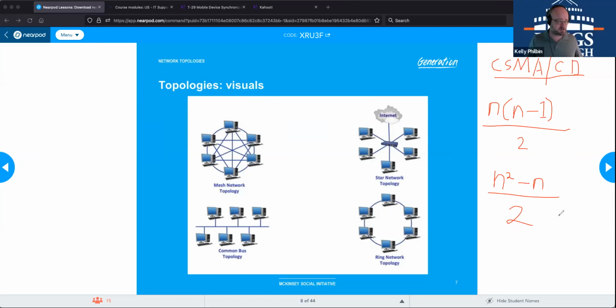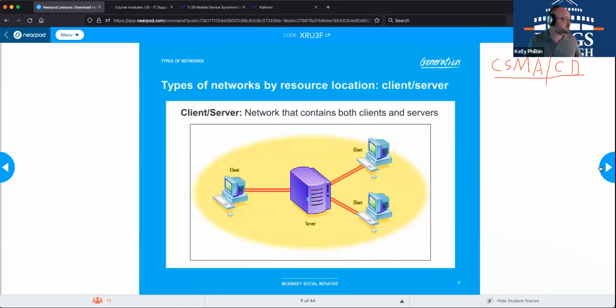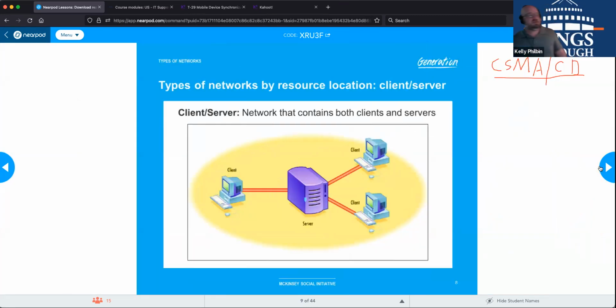Any other questions? All right, since we are now experts on physical topologies, let's talk about types of networks by resource.